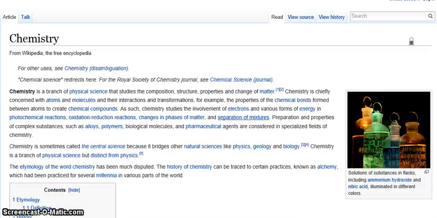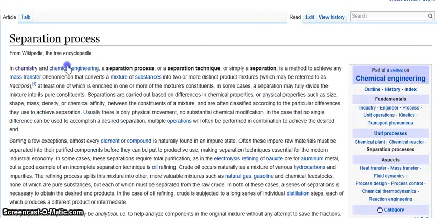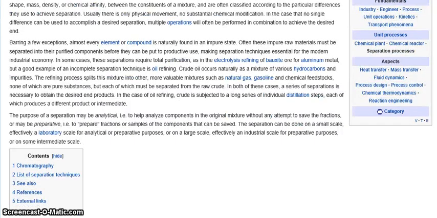The last part of this chemistry is the separation of mixtures. This is really important. In chemistry and chemical engineering, a separation process is a method to achieve any mass transfer phenomenon that converts a mixture of substances into two or more distinct product mixtures. That's great because the Earth is comprised of those mixtures: natural gas, hydrocarbons, aluminum, which is inside a bauxite ore. You have those kinds of mixtures happening, so we try to reverse those mixtures when we get those kinds of elements out of those ores.